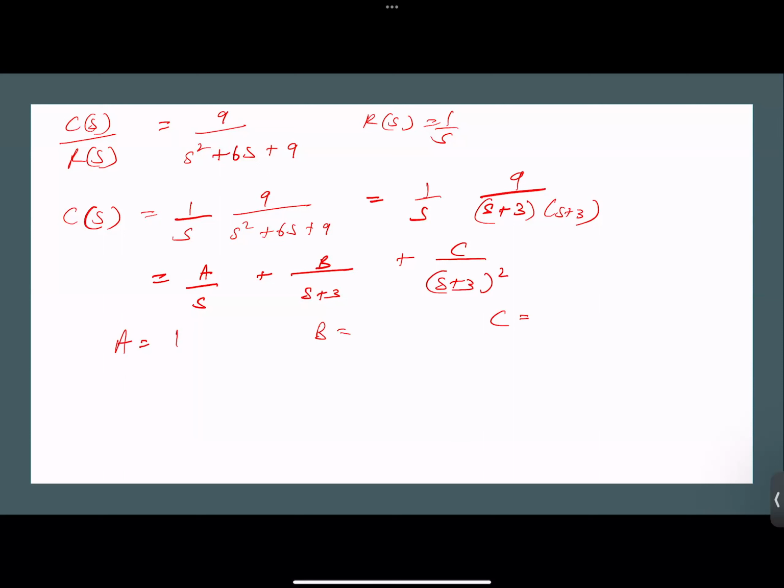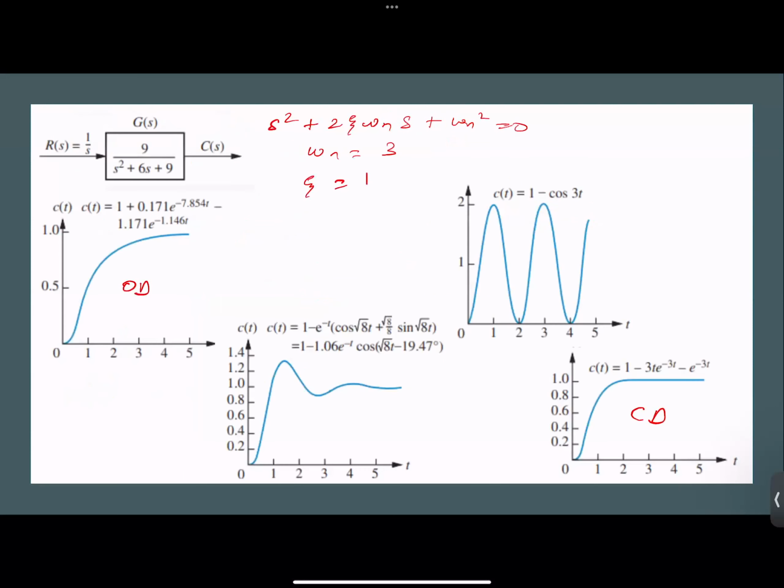Getting A as 1, B as -1, and C as -3. So now if you take the inverse Laplace transform, what do you get? C of t, you get it as 1 minus 1 into e raised to minus 3t minus 3t e raised to minus 3t. Correct? So that is the equation that is shown here.